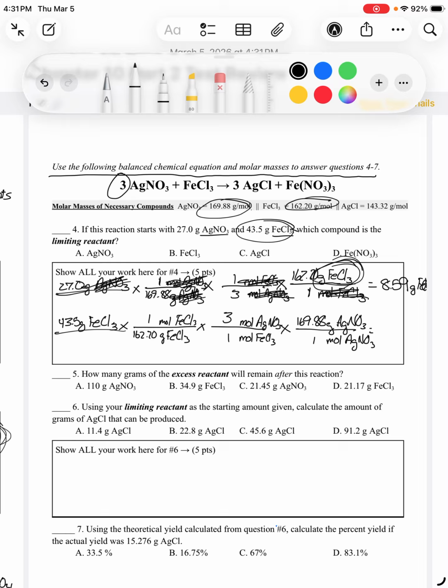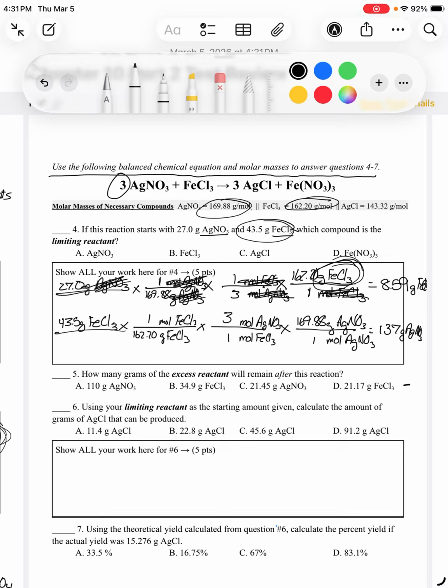Let's go ahead and multiply these. 43.5 times 3 times 169.88, all of that divided by 162.2. That's going to give us 136.6. That's just going to round to 137 because we want 3 sig figs. Grams of silver nitrate.